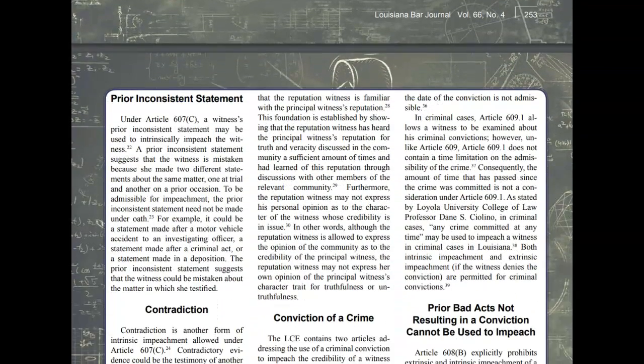A prior inconsistent statement suggests that the witness is mistaken because she made two different statements about the same matter. She made one statement at trial and another statement prior to the trial. So keep in mind that when a witness is impeached with a prior inconsistent statement, it is the witness's own prior statement that was made at some time prior to the time that the witness is testifying.